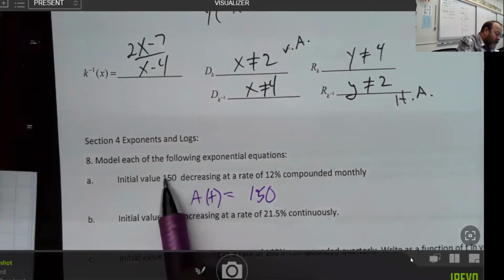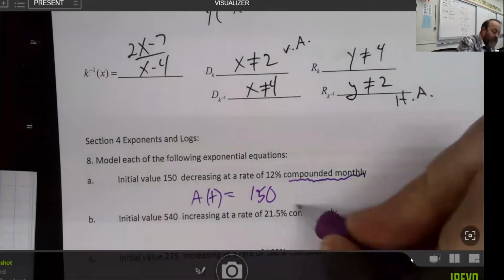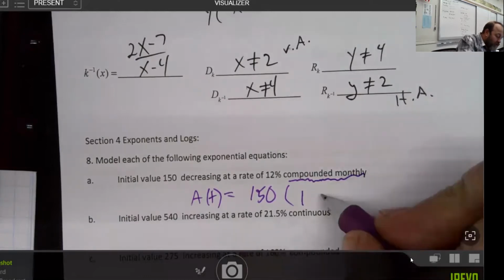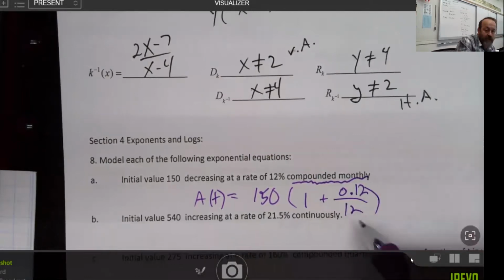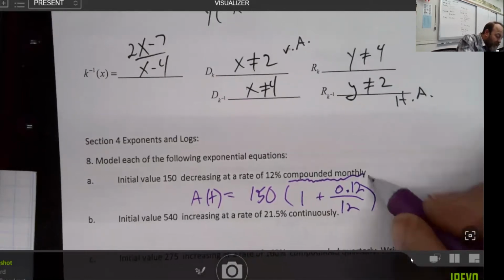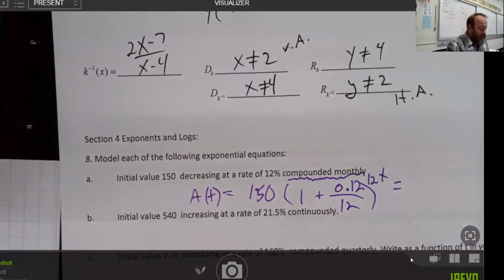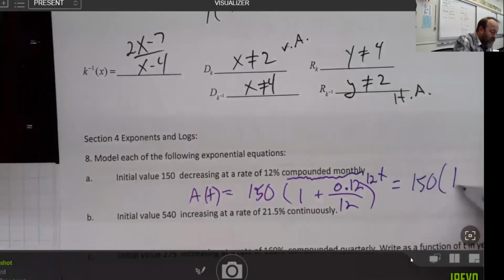according to this. Now, a very, very important thing is this idea of compounded. Anytime you have that, that triggers a little bit extra something. So we have 150 initially. We're compounding at 12%, which is 0.12, but it's doing it 12 times per year. And so that's a special thing, and it doesn't show up in any other of these problems, but as soon as you see that phrase compounded, that's an important one to notice.